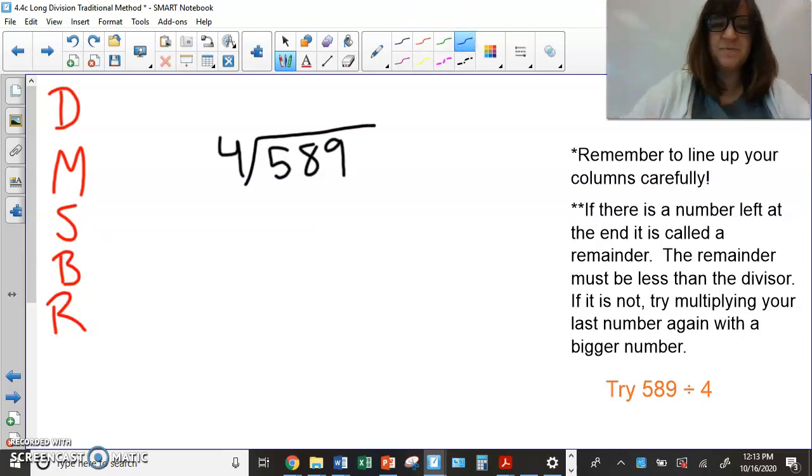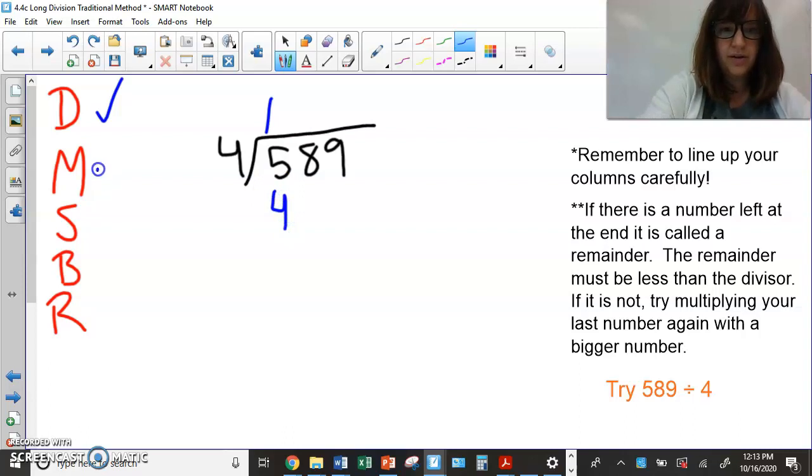Alrighty, let's do this. So my first step is D for divide. 4 goes into 5 one time, okay? Now I'm going to multiply. 1 times 4 is 4. Now I'm going to subtract. 5 minus 4 is 1.